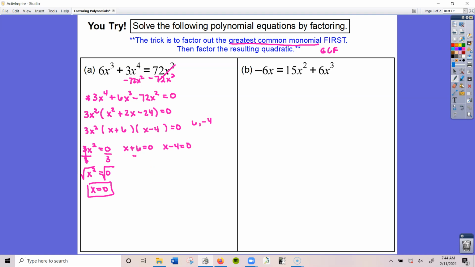For this next one, we would have to subtract the 6. So x is equal to negative 6. And for this last one, we would have to add the 4. So x would equal positive 4.